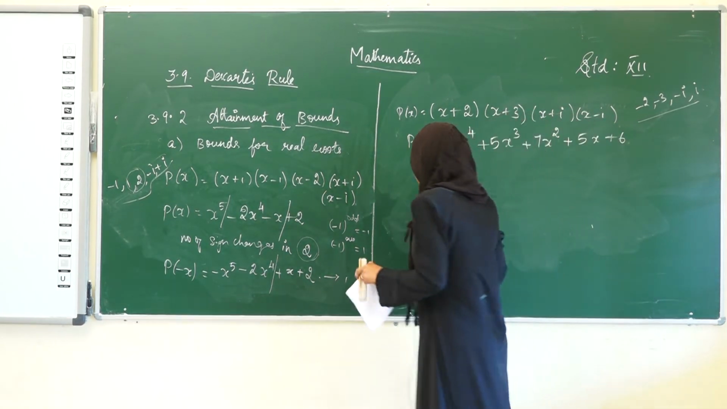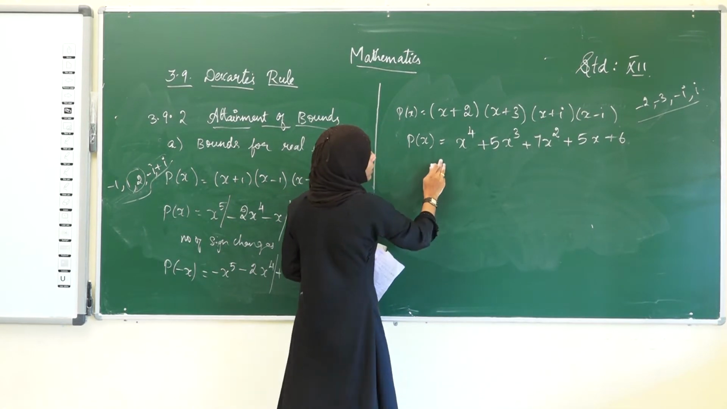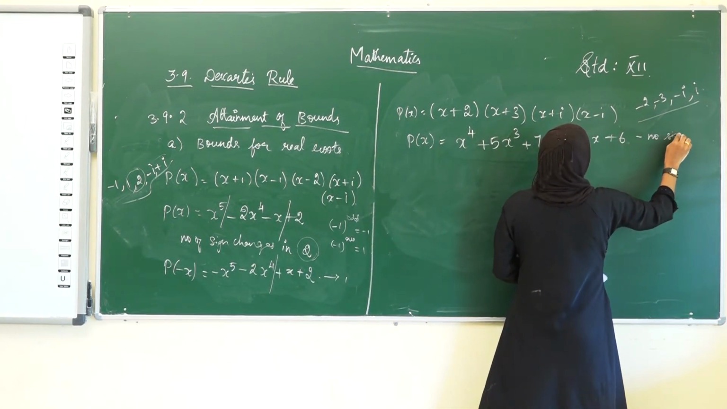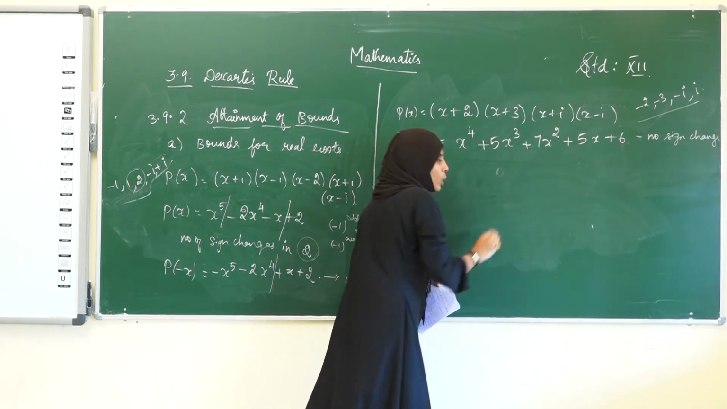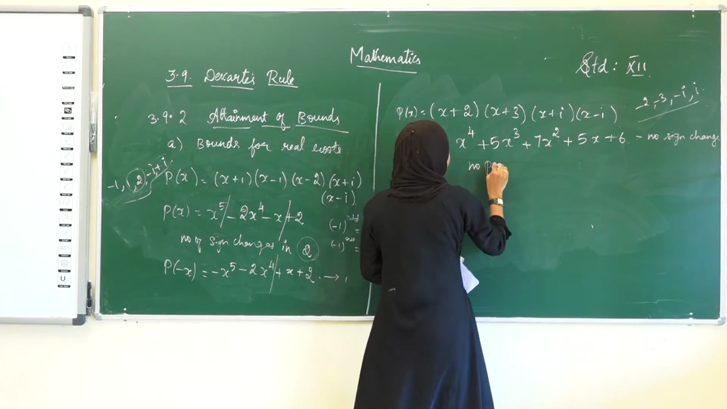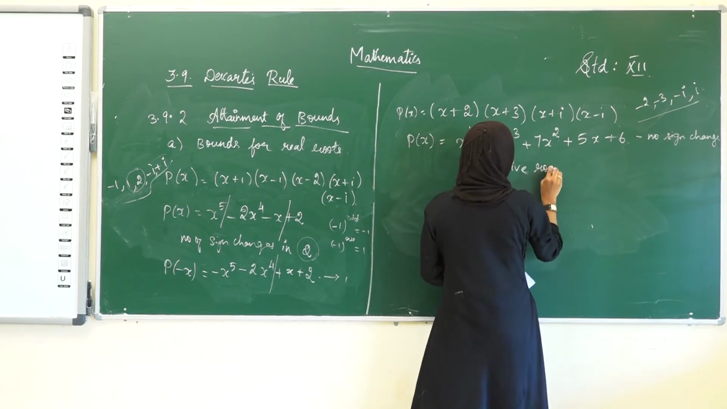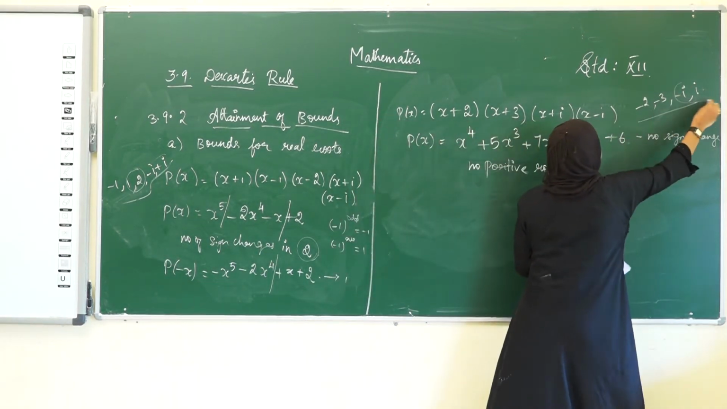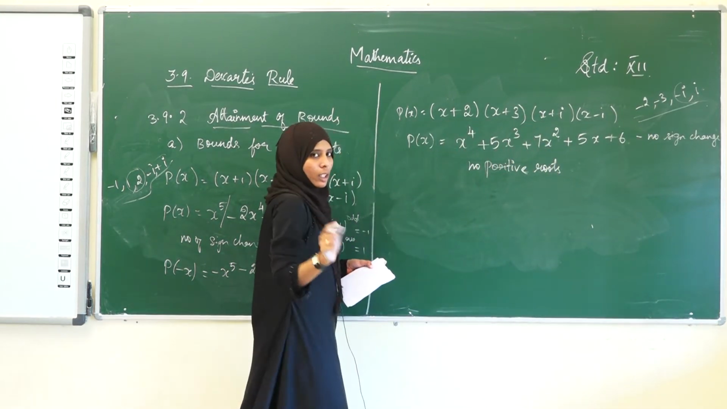Let us see the Descartes rule and we can find the boundaries. See here, there is no sign change in p of x. Since the number of sign changes is 0, there are no positive roots. Is that right? We found it right? This is imaginary roots, we can't take it. So the remaining is we have only 2 negative roots, we don't have positive roots.